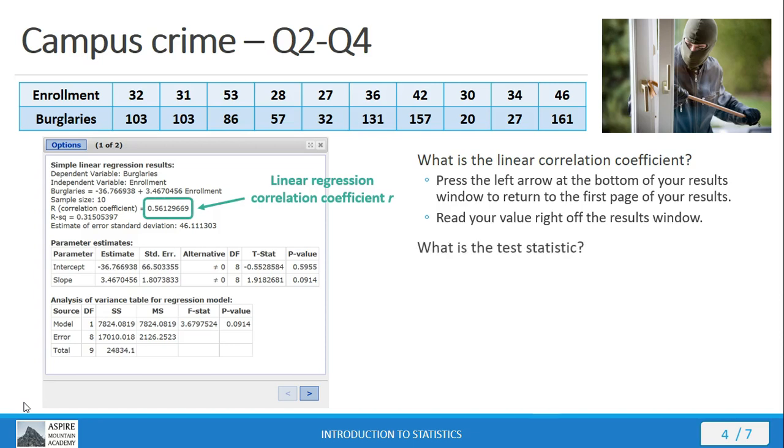What is the test statistic? Well, here they're talking about the t test statistic, and that's going to come from your parameter estimates table. Look at the value there for the slope, not the intercept. The p-value is going to be right next door to that last value listed in that table, 0.0914. So now you've got the values you need to resolve your hypothesis test.